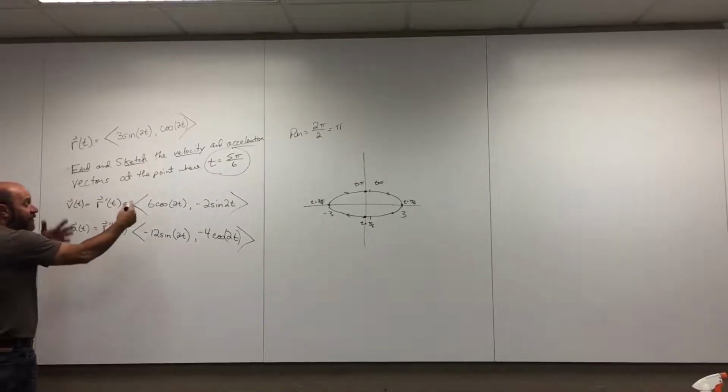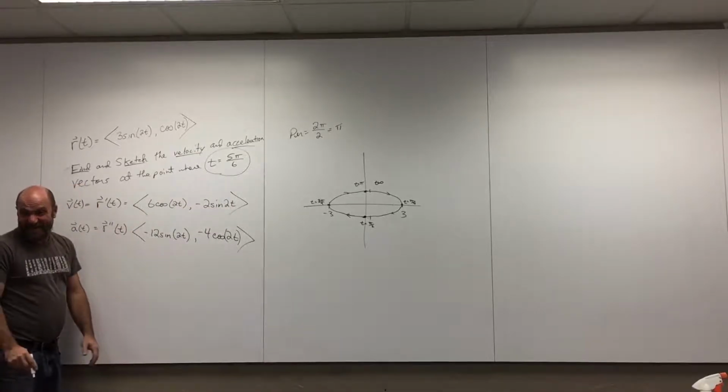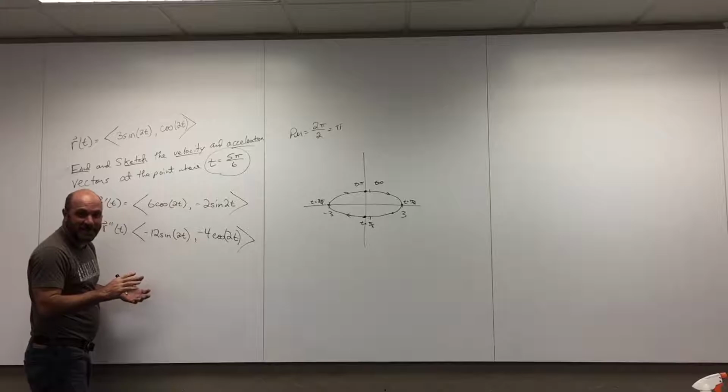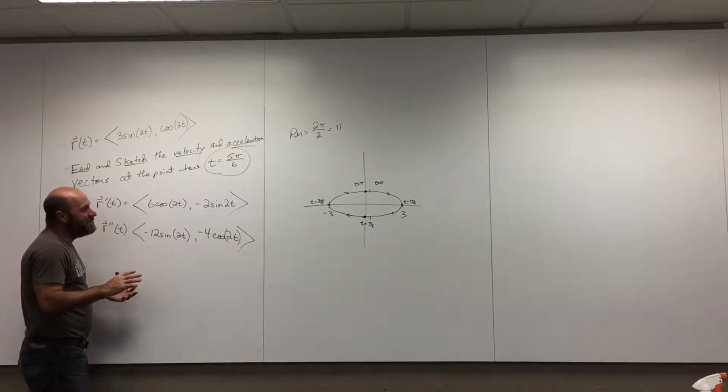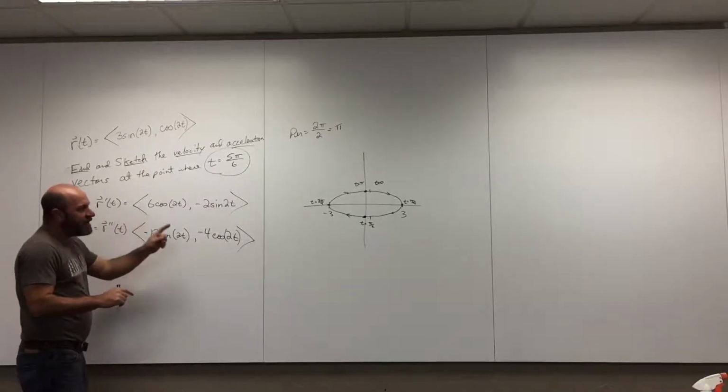Yeah, I want to evaluate these at 5 pi over 6. I'd like to do that exactly without decimalizing. I don't know, I may decimalize at some point. But I can do it without decimalizing, I think. You know what else I'd like to know, though?